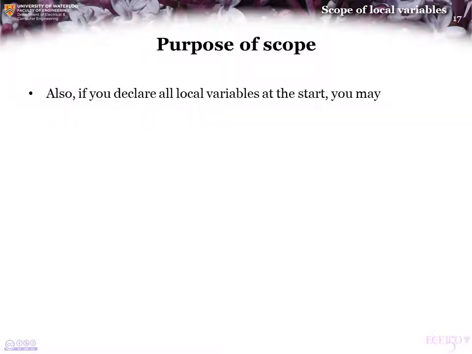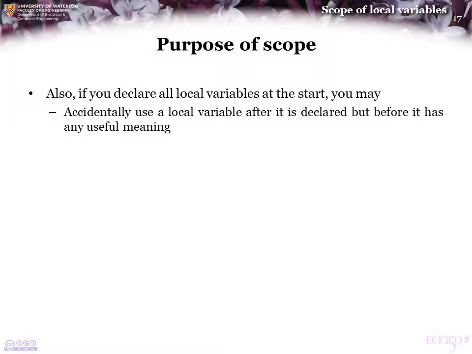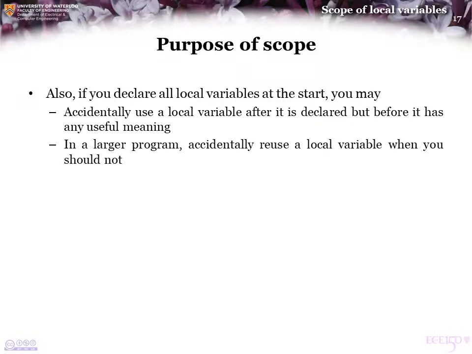Also, if you declare all local variables at the start of the function, you may accidentally use a local variable after it's been declared, but before it has any useful meaning. That is, before it is assigned a value of significance. Alternatively, in a larger program, you may accidentally reuse a local variable when you should not.